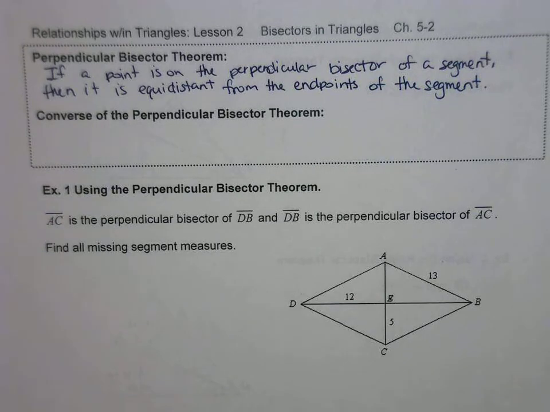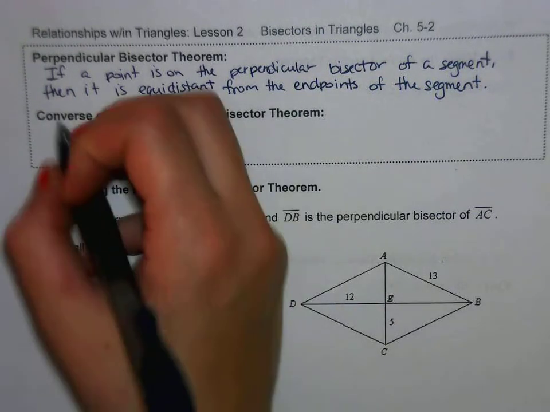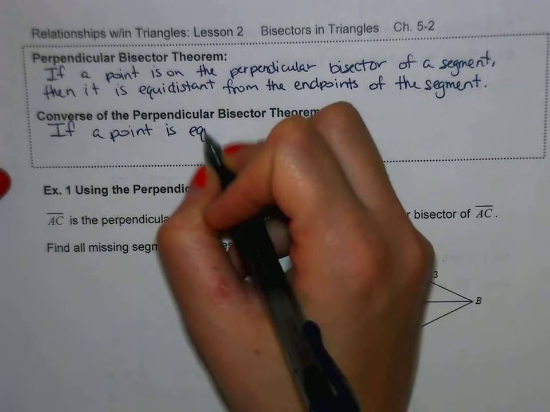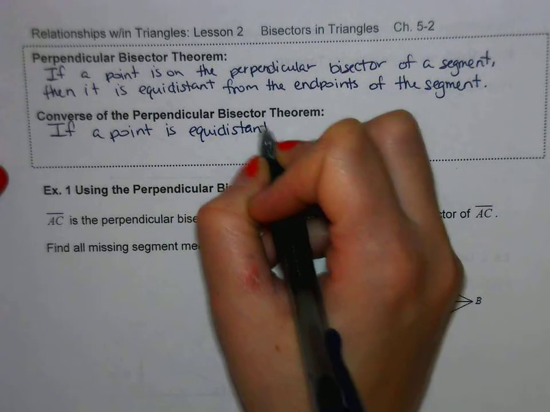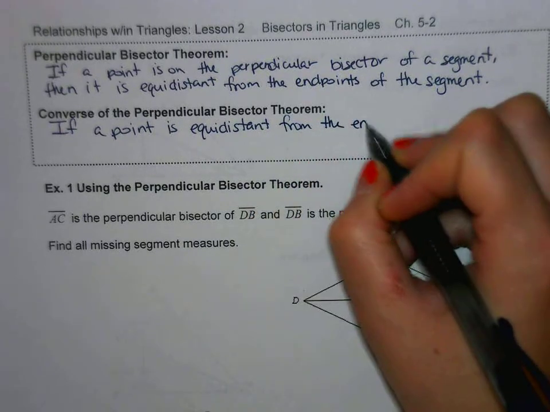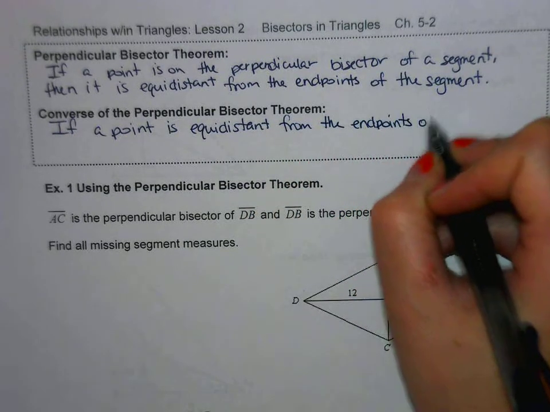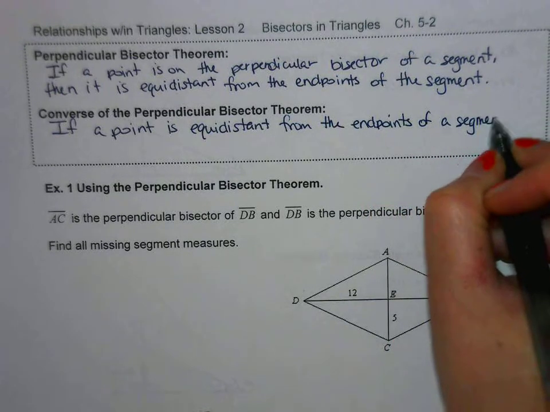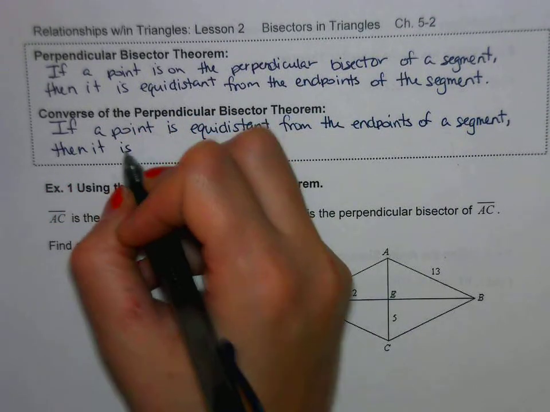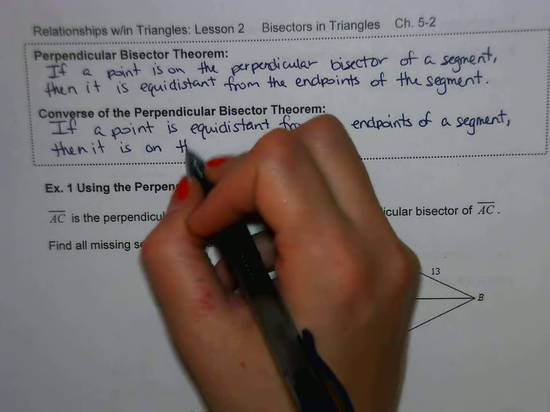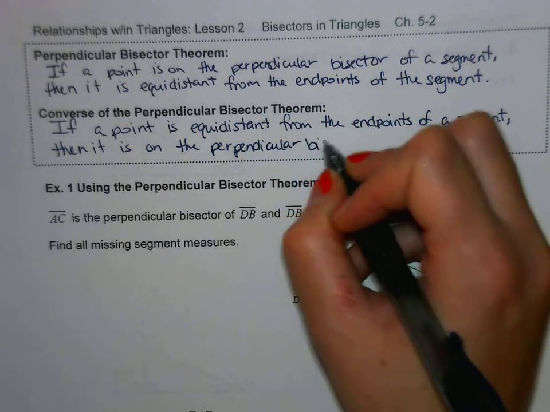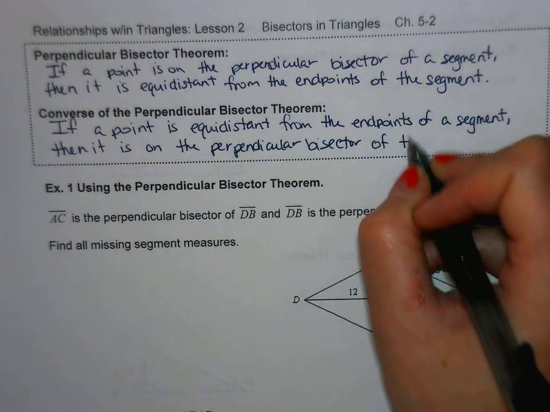The converse of the perpendicular bisector theorem states if a point is equidistant from the endpoints of a segment, then it is on the perpendicular bisector of the segment.